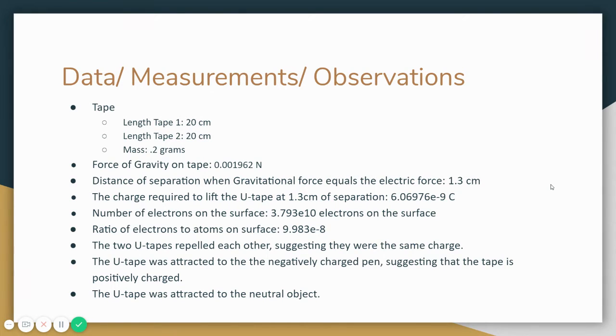In addition to this, I found that the U-tape was attracted to the neutral object, essentially creating attraction by attracting the electrons of that object and repelling the protons of that object.